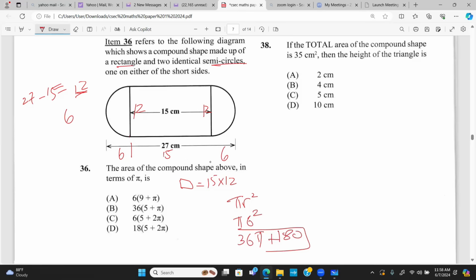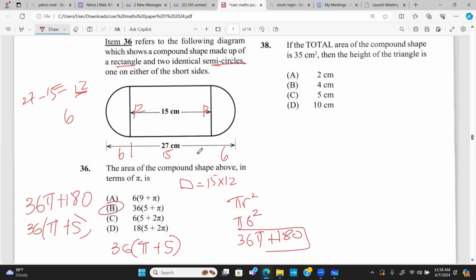That's the overall idea. If I don't see this, I'm going to try to factor out. Can 36 go into 180? Of course. So if I factor out 36, I'm going to have pi plus 5, because 36 can go into 180. So 36 pi plus 180 is the answer. If I don't see that, I'm going to factor out 36: 36 into this is a pi, and 36 into 180 is 5. So the answer is this, right here. So that's the idea. Let's go.